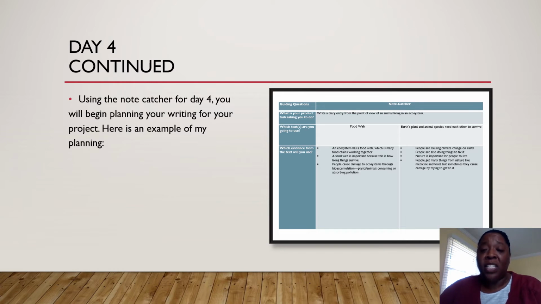Food web, which is the first text, and Earth's plants and animal species need each other to survive, which was our second text. Which evidence from the text will you use? I wrote down here the most important details that I want to use from both texts in my writing.